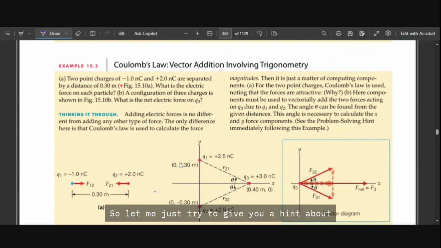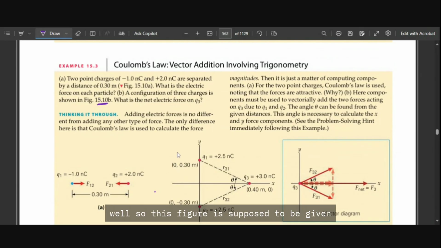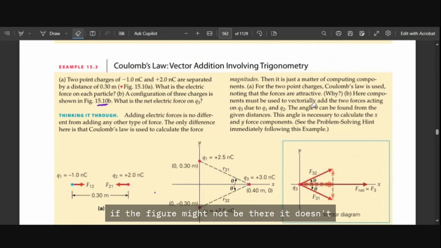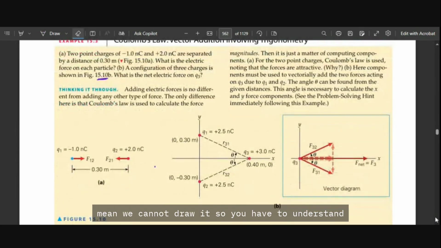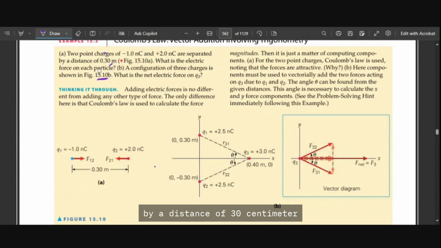So let me just try to give you a hint about this particular question. Basically, the question says that it is shown in the figure. So we have to take care of this figure as well. This figure is supposed to be given in the question as per this example. But sometimes the figure might not be there. If the figure is not there, it doesn't mean we cannot draw it. So you have to understand how charges are being placed. The question says that the 2 point charges, minus 1 nanocoulomb and plus 2 nanocoulombs, are separated by a distance of 30 centimeters.